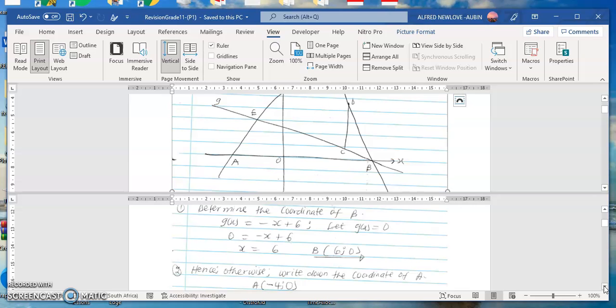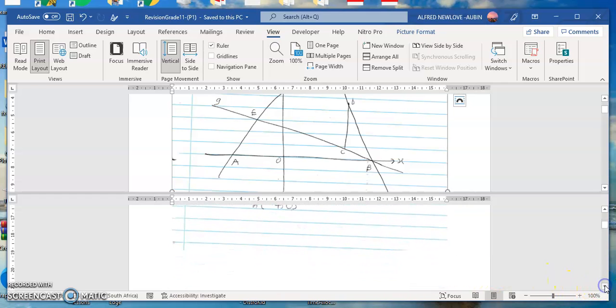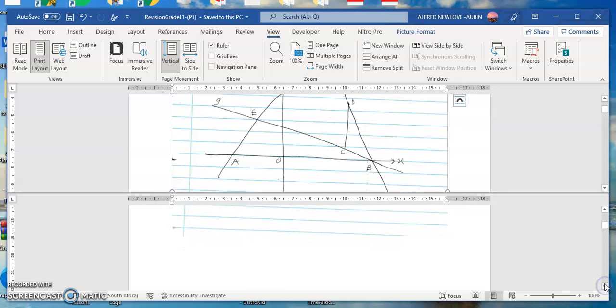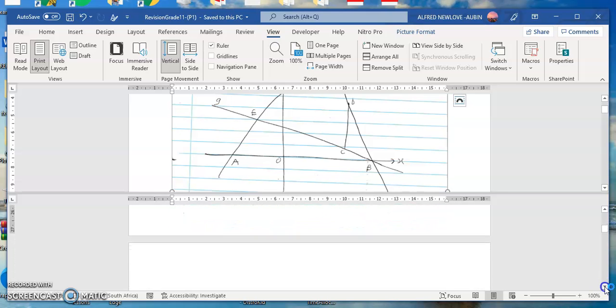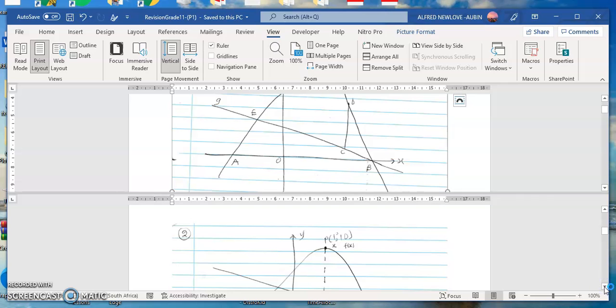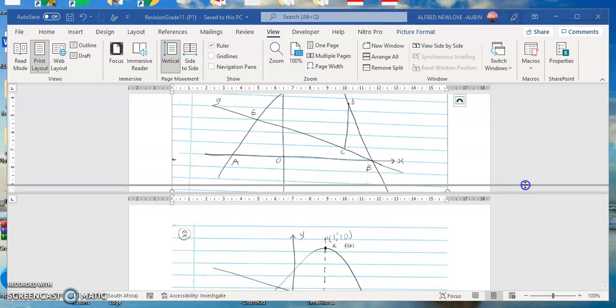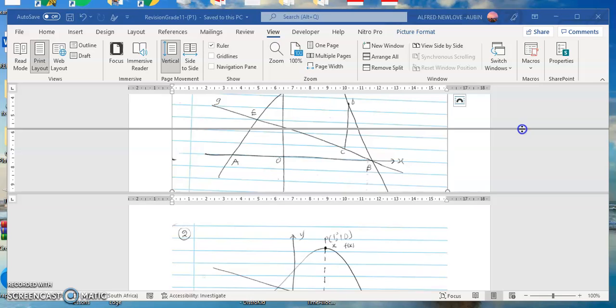Now let's look at the next question. It says, hence or otherwise, write down the coordinates of A. This one. And we know the coordinates of A are going to be (-4, 0). The question is how? That is what I'm going to show you. I've drawn the diagram again.